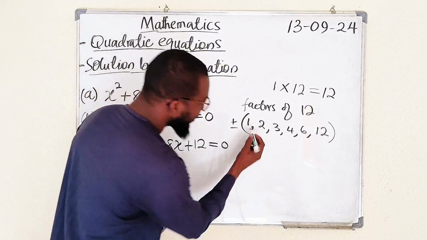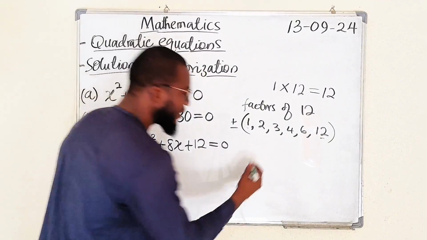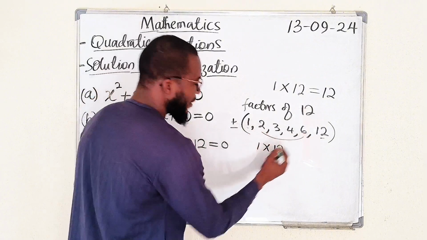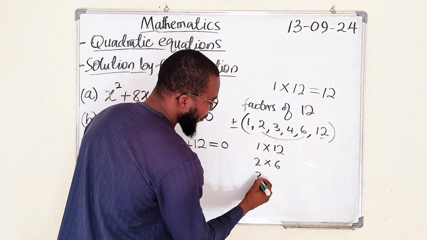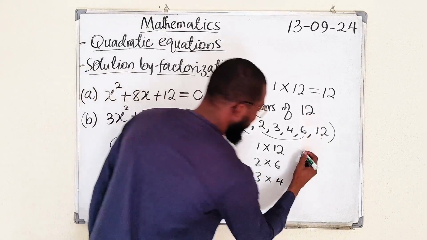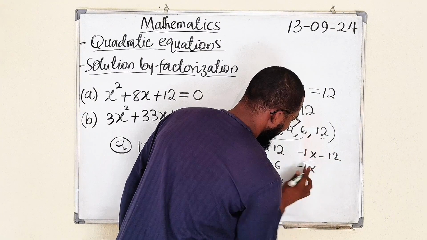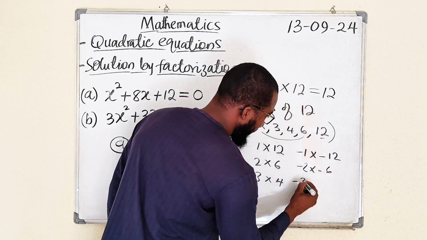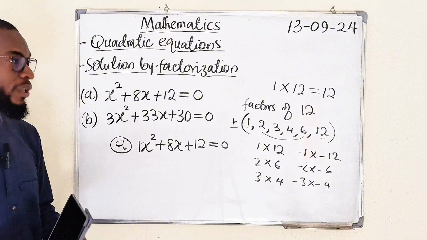I know that if I take 1 and 12, I'm going to get 12, right? So 1 times 12. And I know that if I take 2 and 6, that is 2 multiplied by 6, and 3 multiplied by 4, including their negative counterparts. Negative 1 times negative 12, negative 2 multiplied by negative 6, negative 3 multiplied by negative 4. All of these combinations will give you 12.